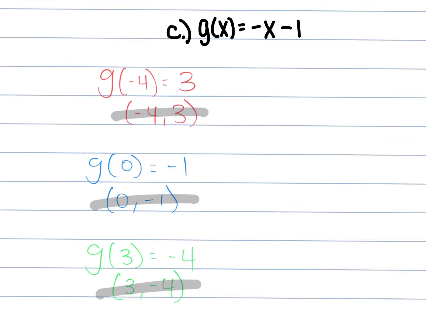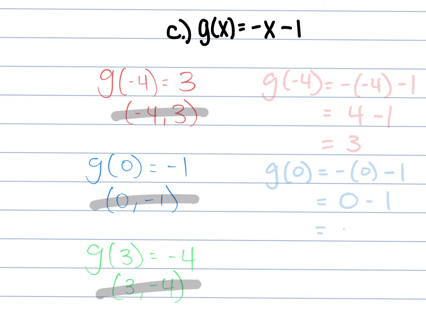Go. First one, when you plugged in -4, you should have gotten g of -4 equals -(-4) minus 1. What's the opposite of -4, people? A positive 4. Minus 1 gives you 3. So that's where the 3 came from. We good on the first one. Second one, when you plug in 0, you're going to get g of 0 equals -0 minus 1. What's -0? Still 0. What's 0 minus 1? -1. So 0, -1 was the second one.